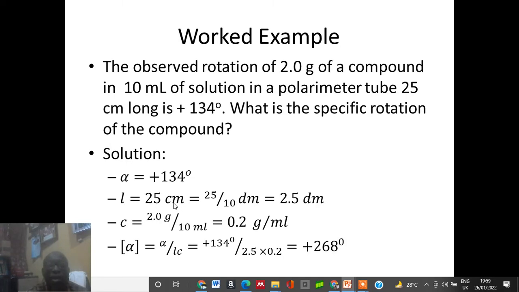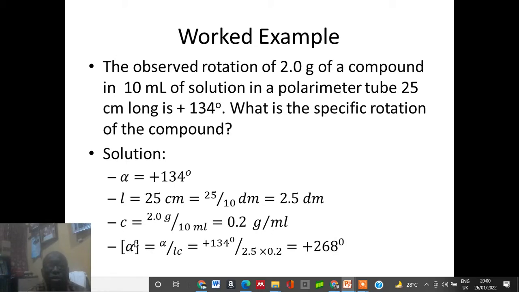Now, to calculate specific rotation, we have to convert this 25 centimeters to decimeters. Thereby, we divide by 10. 25 divided by 10 gives us 2.5 decimeters. The concentration, again, should be in grams per mL. We are given that we have 2.0 grams in 10 mL. So we divide 2.0 by 10 mL. That gives us 0.2 grams per mL.